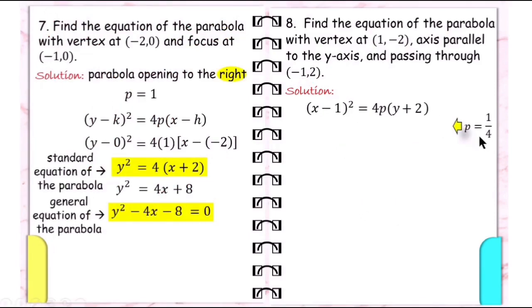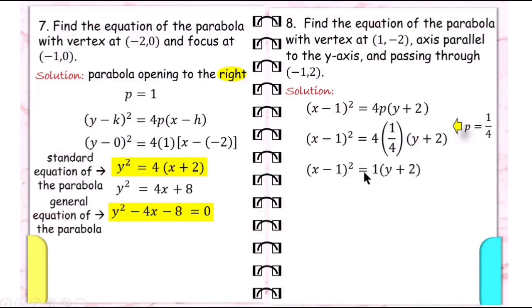We substitute this value in the equation and simplify. We copy x minus 1 quantity squared equals 4 times 1/4 is 1 times just copy y plus 2. Kahit hindi na natin isulat ang 1. And this is now the standard equation of the parabola.